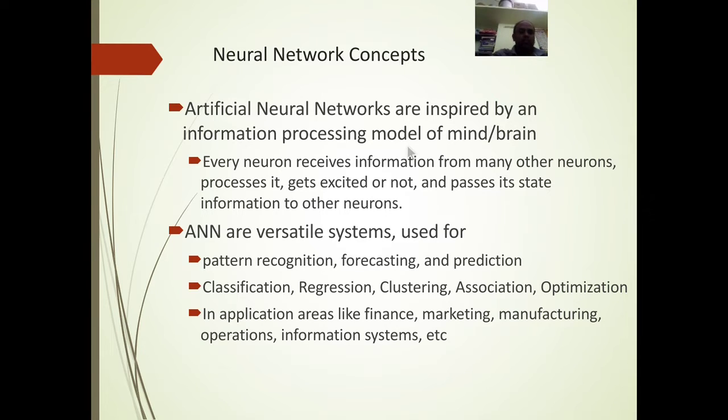And artificial neural networks are versatile systems used for pattern recognition, forecasting, and prediction, classification, regression, clustering, association, optimization, and they are also used in many application areas like finance, marketing, manufacturing, operations, information systems, etc.